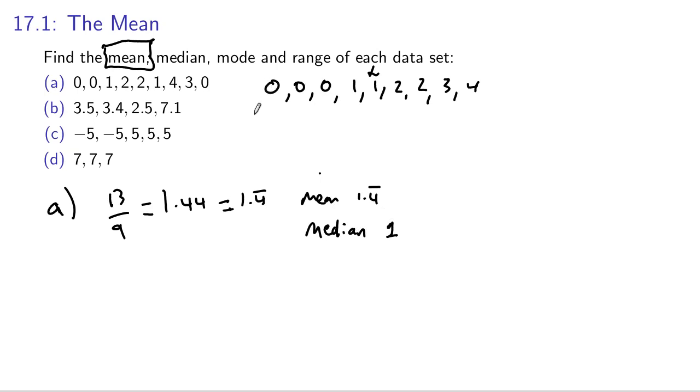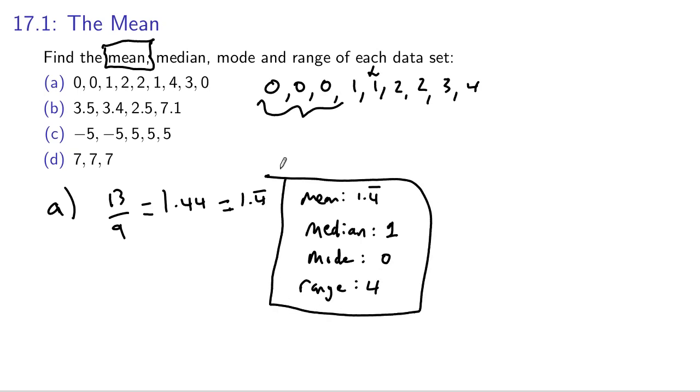The mode is the thing that occurs the most often. That's the zeros, because there's 3 of them. So the mode is 0. These are all statistics. The range, the biggest minus the smallest, is 4. So that tells us how spread out the data is, kind of. That would be the answer to this question.